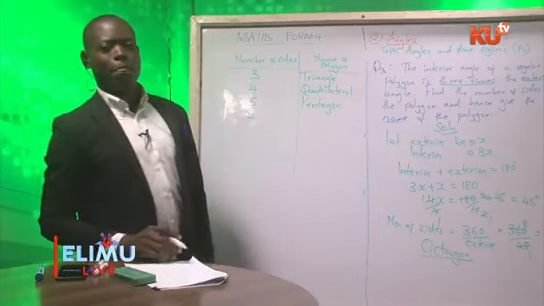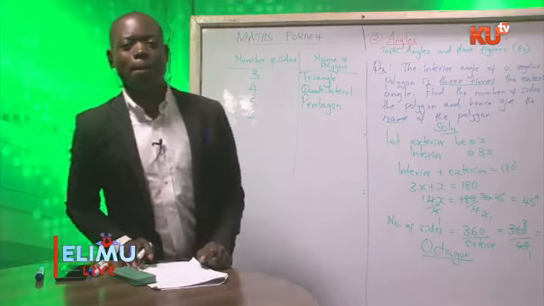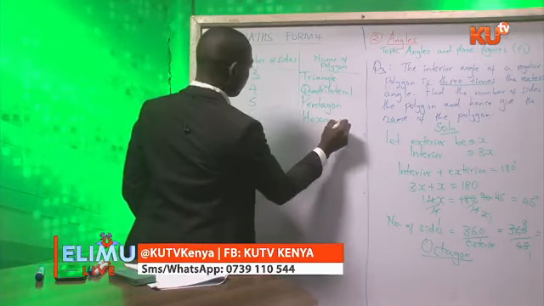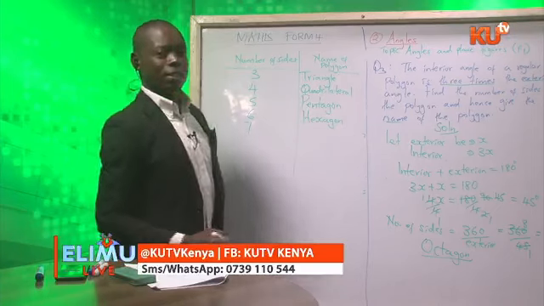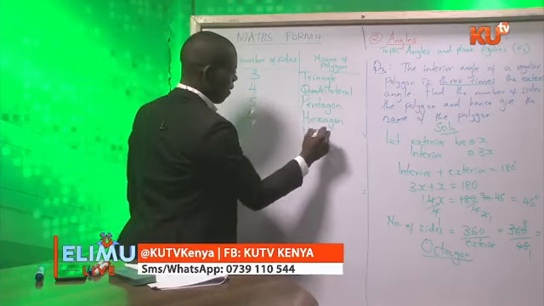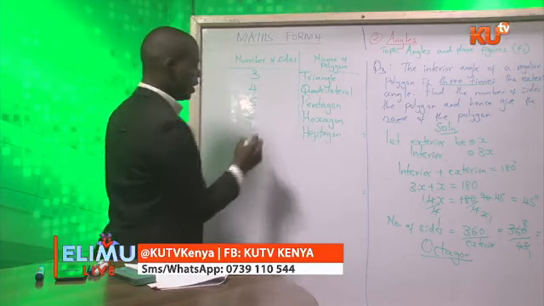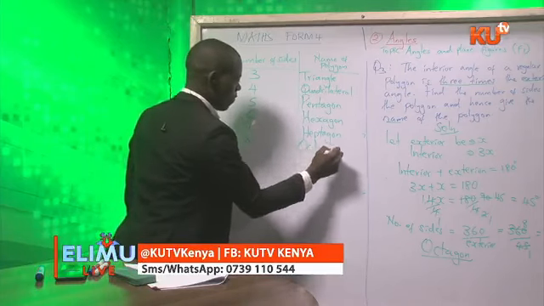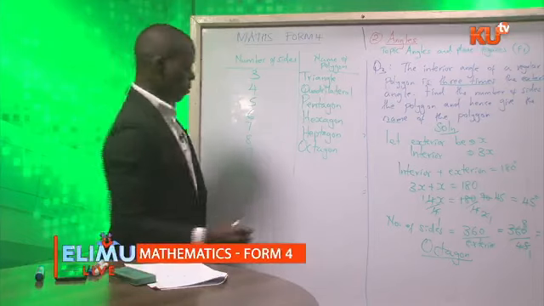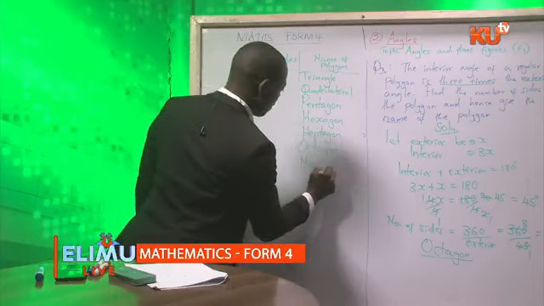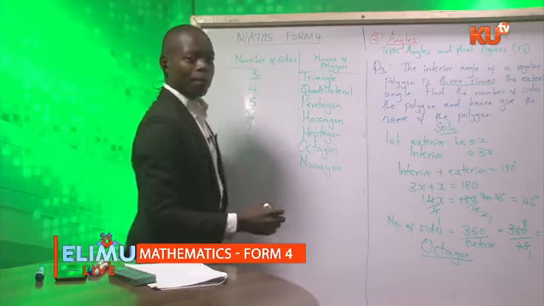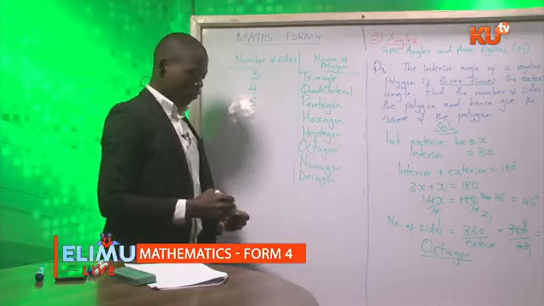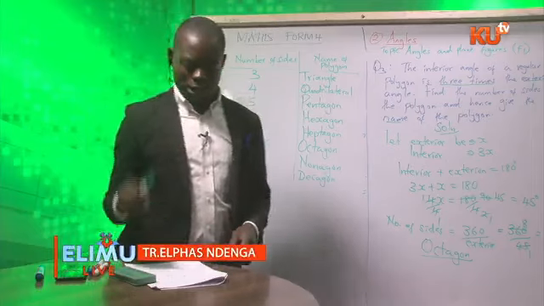6 sides. How do you call a polygon with 6 sides, students? Good. Call it a hexagon. What about 7 sides? Heptagon. Good. 8 sides. We've mentioned it here. Octagon. 9 sides, students. Good. Call it a nonagon. And 10 sides. Yes, we call it a decagon. Good. So those are the names of other polygons that we will need to know in Form 1.